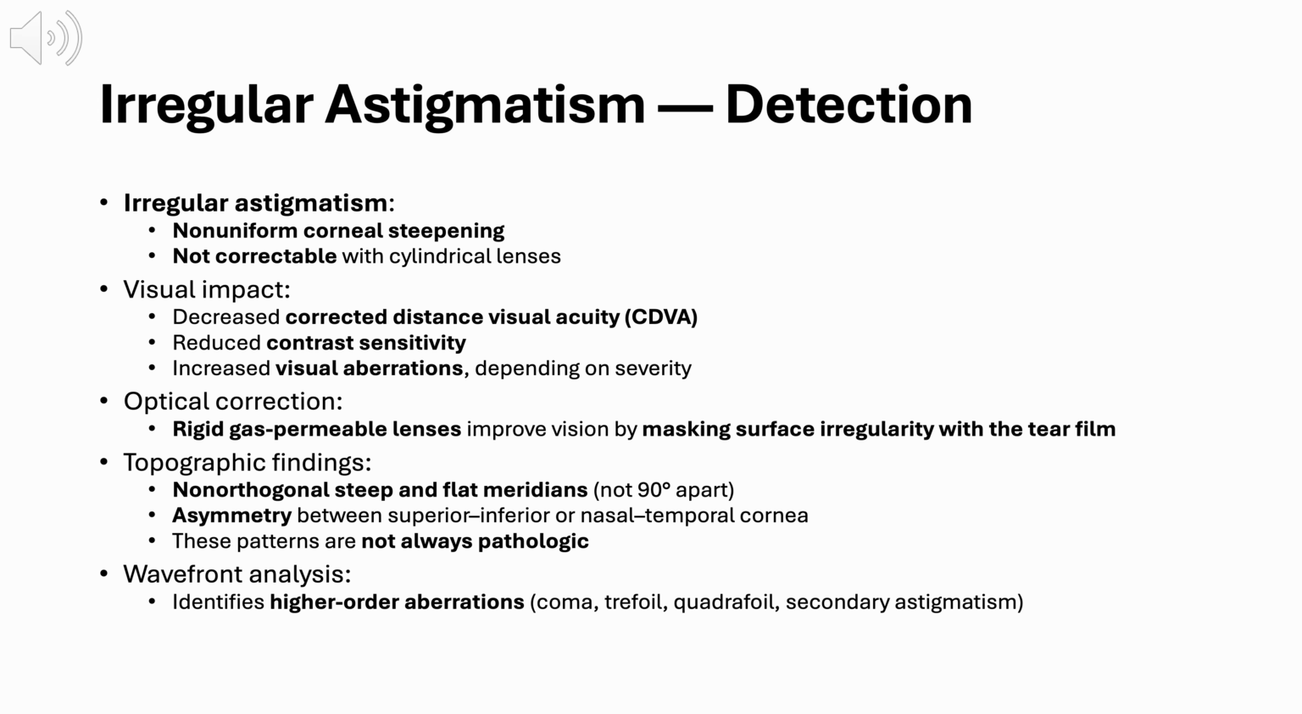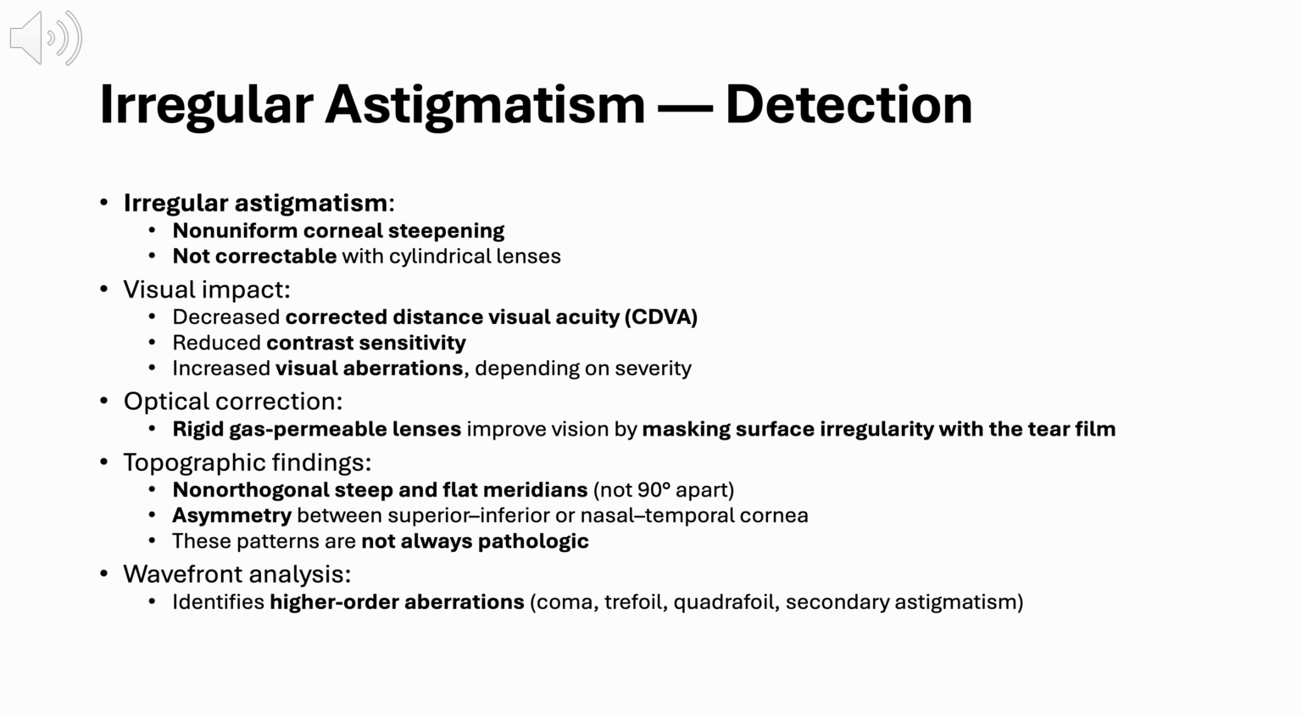Now we'll talk about irregular astigmatism and how it's detected, both clinically and with imaging. Irregular astigmatism refers to non-uniform corneal steepening, where the cornea doesn't have a single, clean axis of curvature. Because of that, it cannot be fully corrected with standard cylindrical lenses.